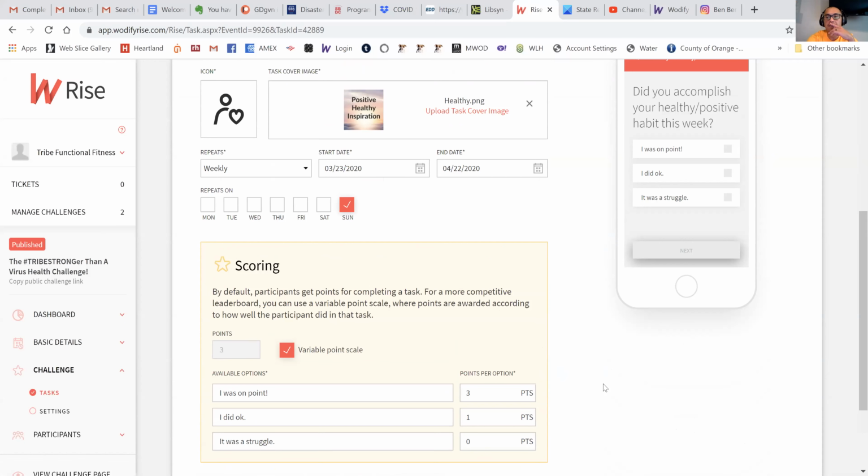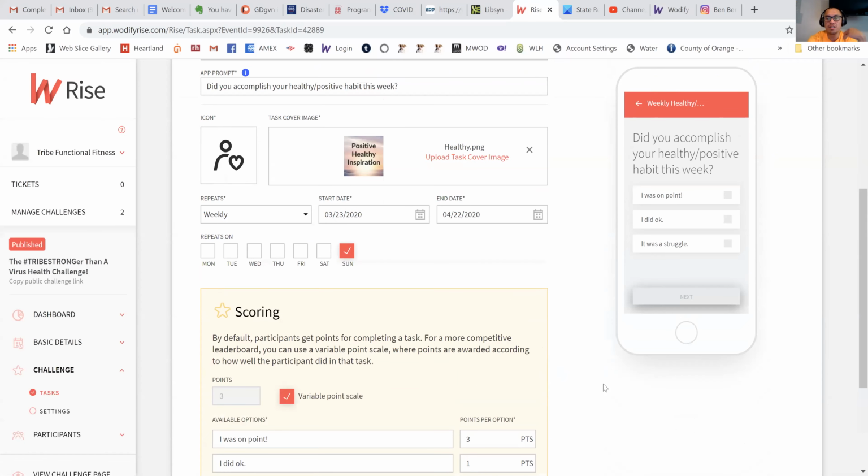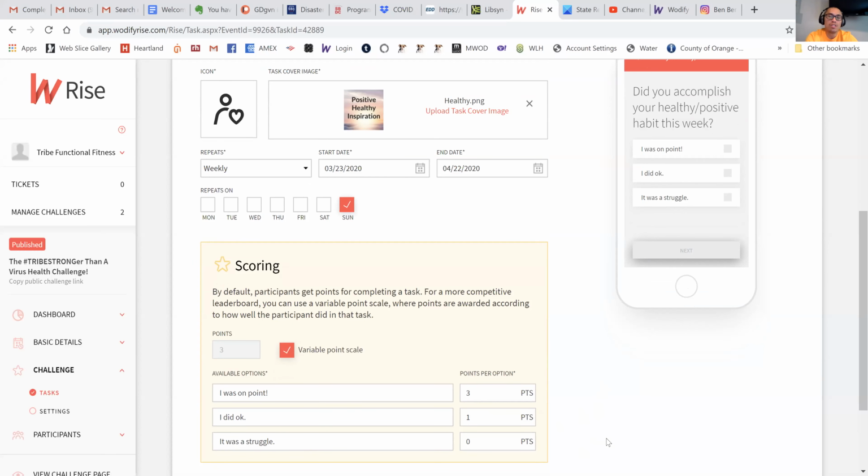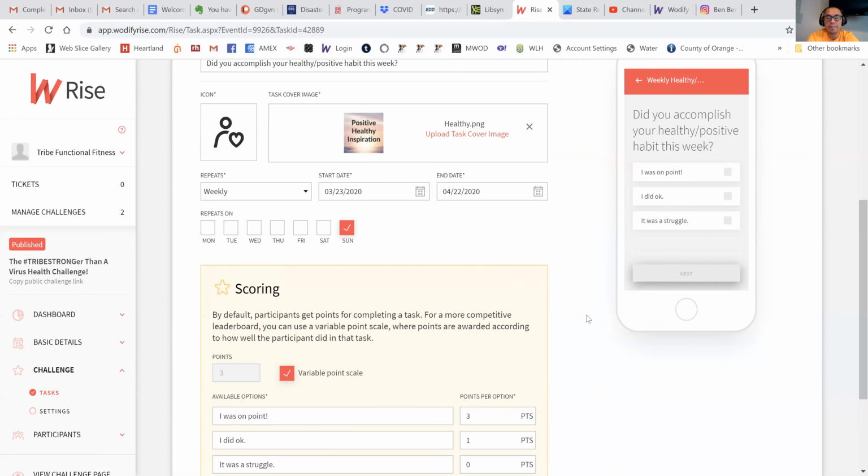For me, for example, my goal is to read 15 to 30 minutes a day. If I read at least 4 or 5 days, 15 to 30 minutes a day, I'm going to give myself the 3 points. If I maybe only read 3 days out of the week, then I'll give myself 1. If I didn't read at all, or only read once or twice, then I would say it was a struggle, and I'll give myself 0 points. But again, you cannot fill that out till Sunday.